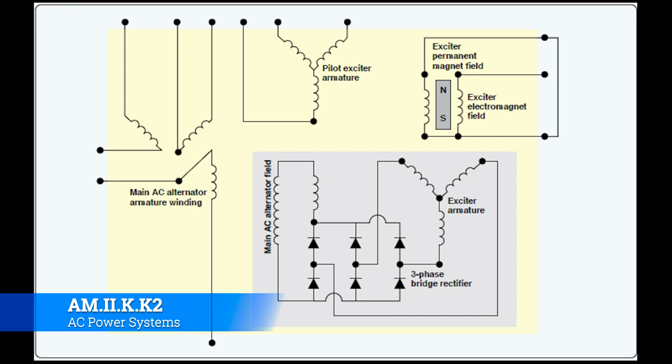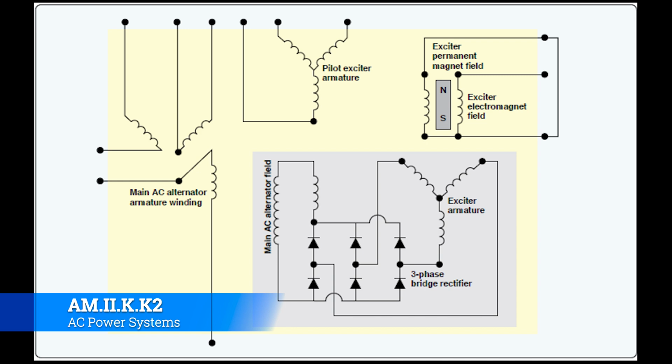Now, the output of the pilot exciter armature is sent to the main alternator control unit and then back into the exciter field. As the rotor continues to turn, the main AC alternator field generates power in the main AC alternator armature, also using electromagnetic induction.